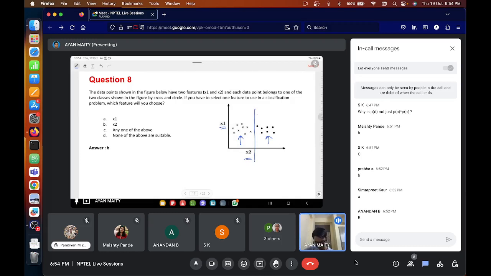So this linear separator only uses x2 value. The equation of this separator would be something like x2 equals a, where a is a constant. So this is the equation of the straight line. This basically only uses the x2 feature. It doesn't use the x1 feature, because along x2 we can divide the positive class and negative class, but along x1 we cannot divide. All the points have similar x1 values. So that's why option B is the correct answer.